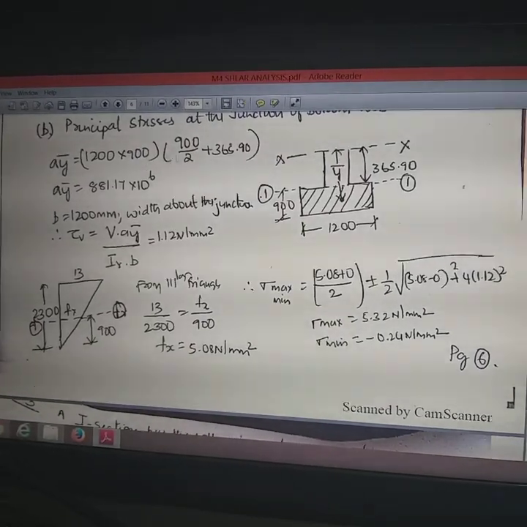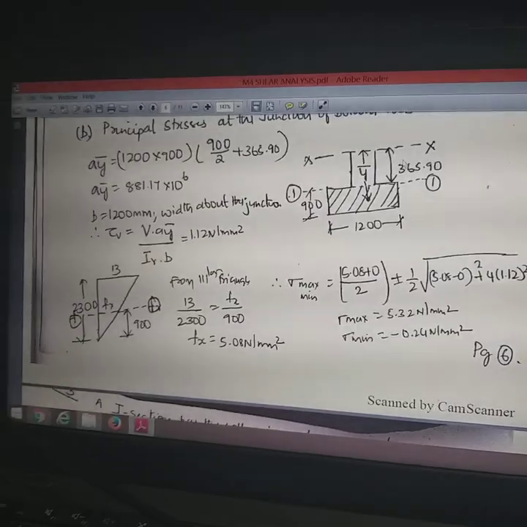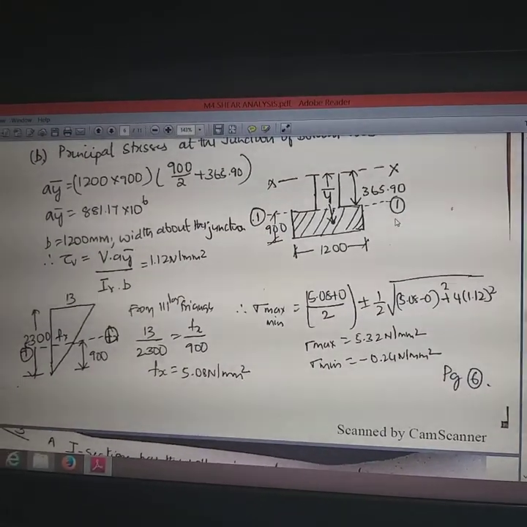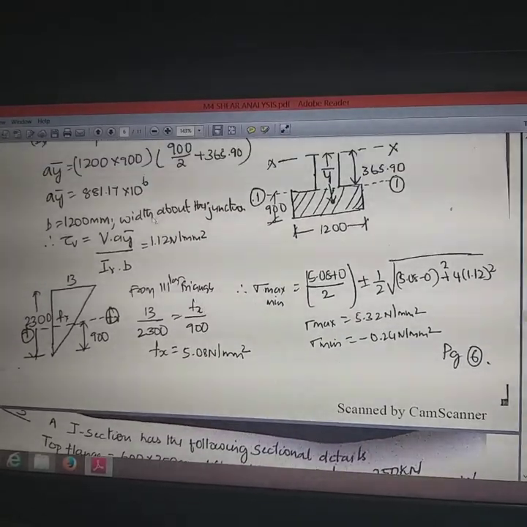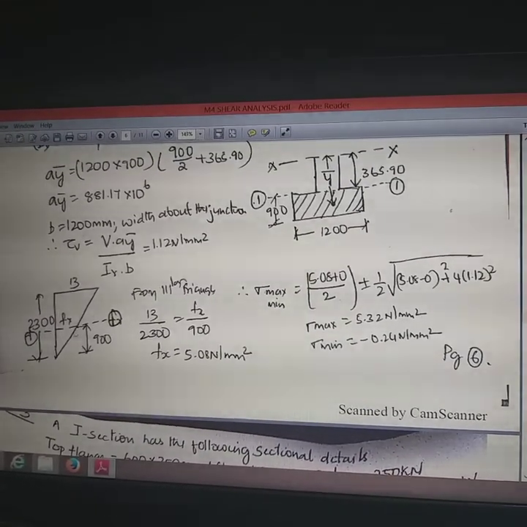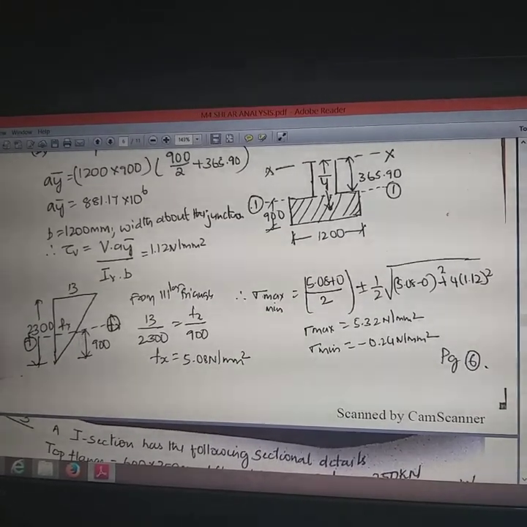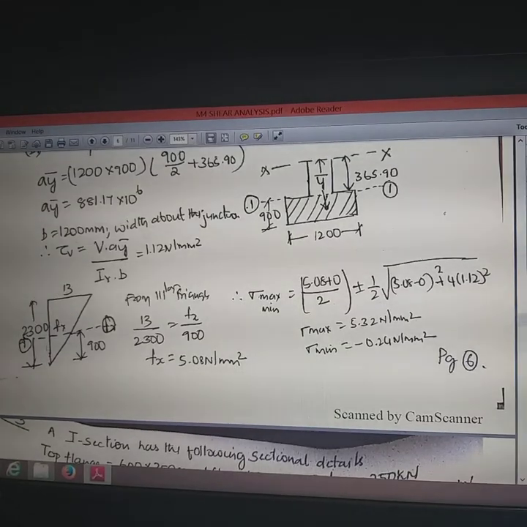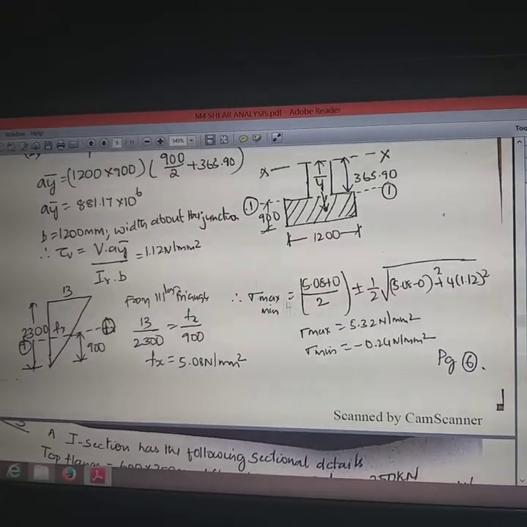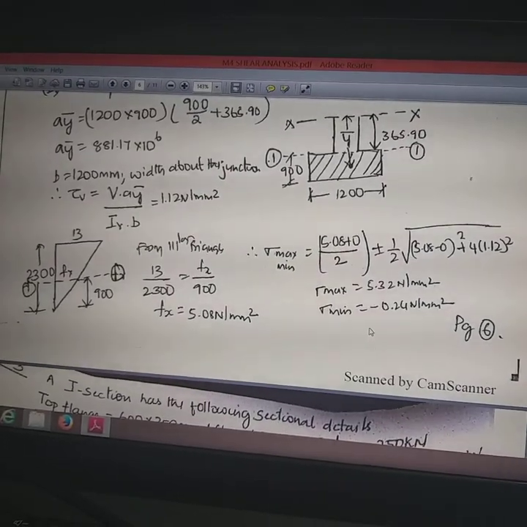For the first moment of area, 1200 into 900 divided by 2 is the centroid, plus this one, because we always have to compute with respect to the centroidal axis. Next, calculate tau v. At the junction, this height is 900. You have to compute fx here by applying similar triangle. Then use the principal stress equation to compute sigma max and sigma minimum. That's it.